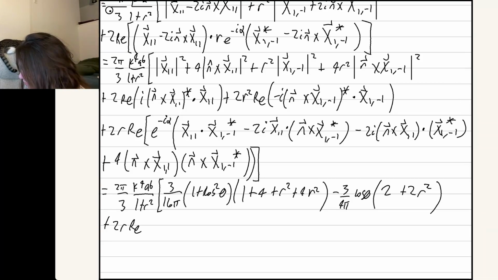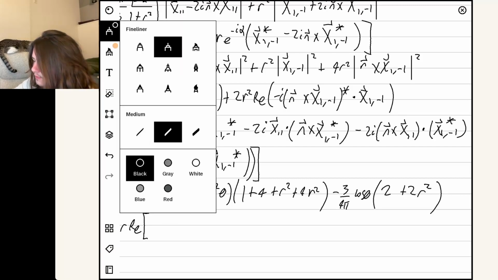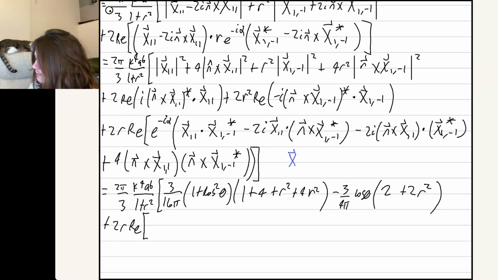We'll keep going. We need the real part. I'm going to use a property of the vector spherical harmonics. You don't have to believe me, and if you don't, just go check it yourself. But the x11, x1 minus 1 thing, okay, wait. If you take the complex conjugate of x1 minus 1, you get back x11. It's a symmetry property of this vector spherical harmonics. So I'm going to use that.